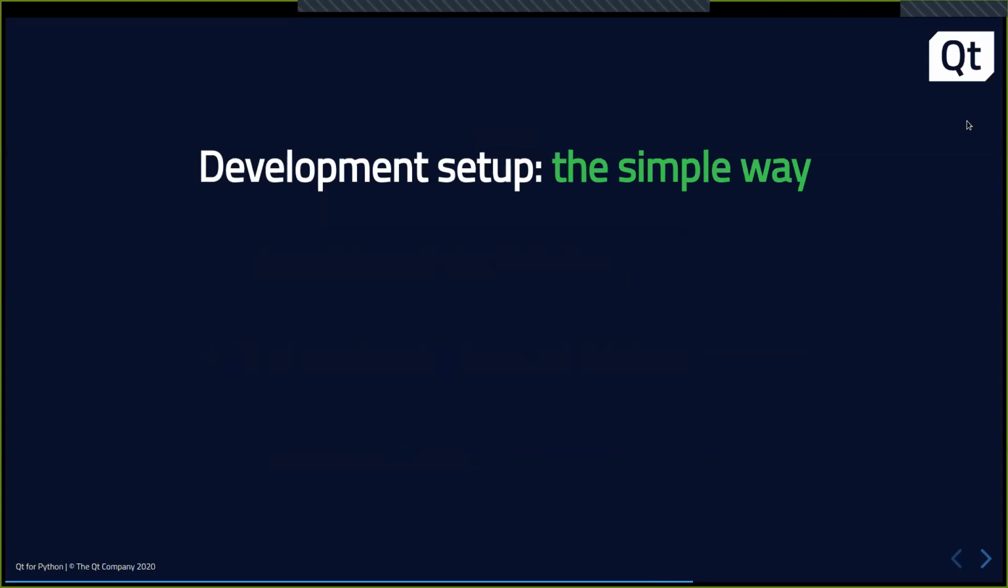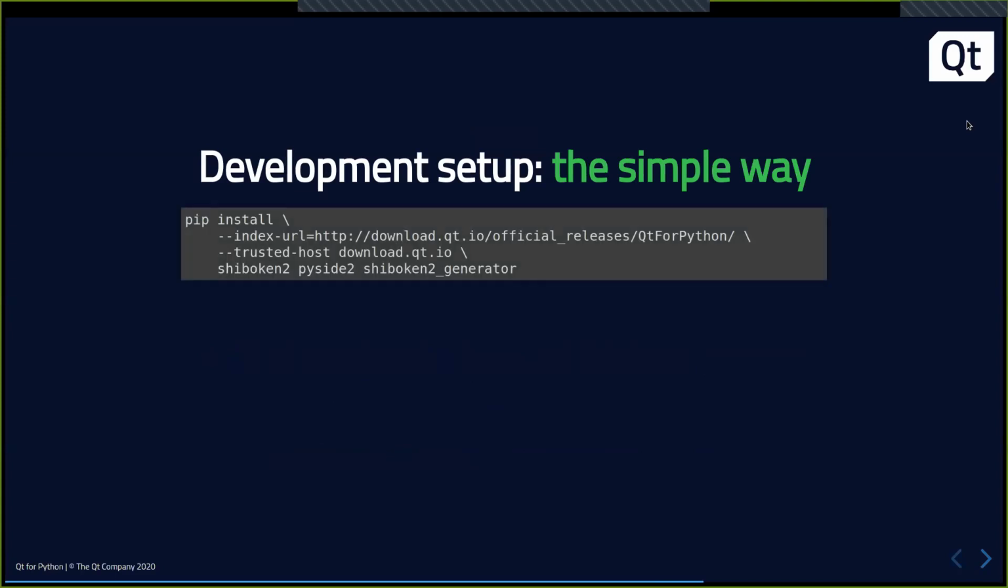Okay, so if you want to get started with Shiboken, you have 2 options to set up everything: the simple way and the hard way. The simple way is similar to what you saw in the previous slide. You do a pip install, but not from PyPI, the official package website from Python, but you use our own repositories. We have there, at download.qt.io, official releases, Qt for Python. We have the latest releases for the 3 wheels that we mentioned before: Shiboken 2, PySide 2, and Shiboken 2 generator.